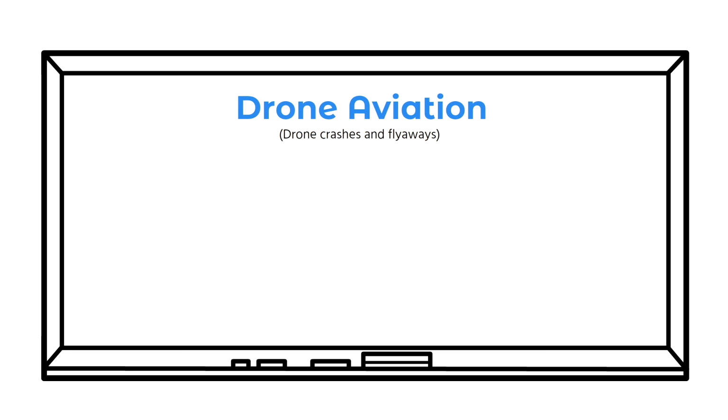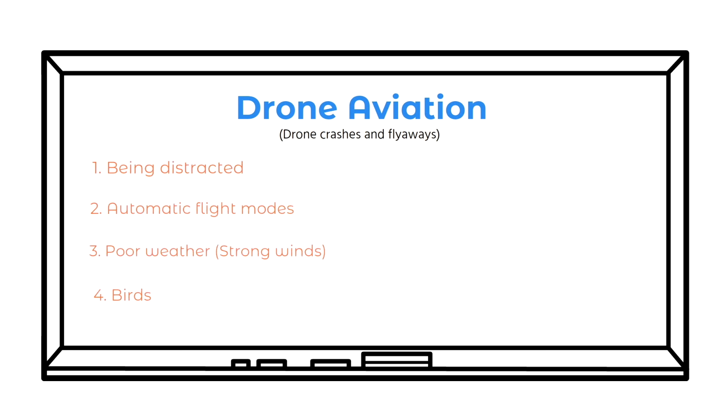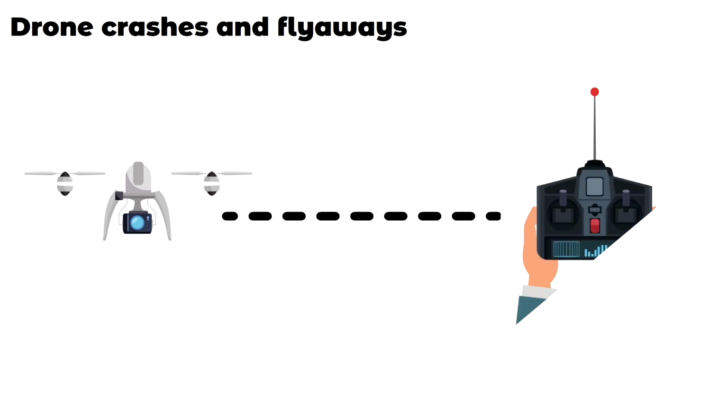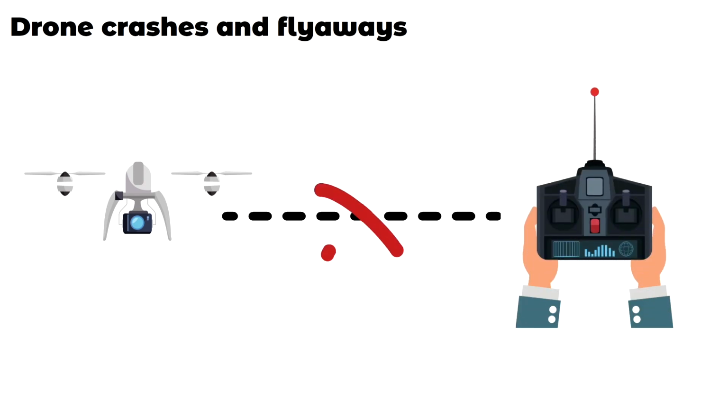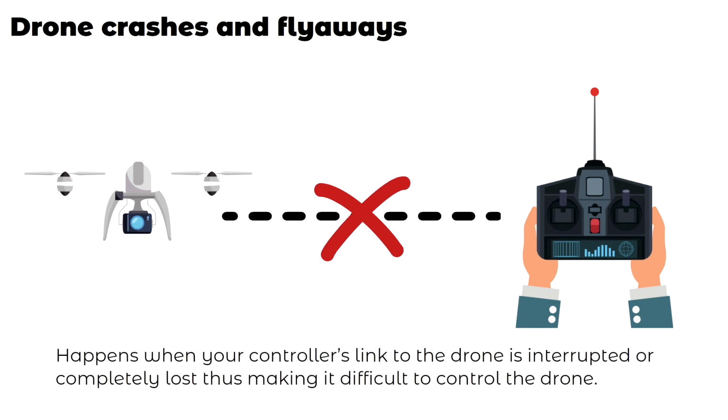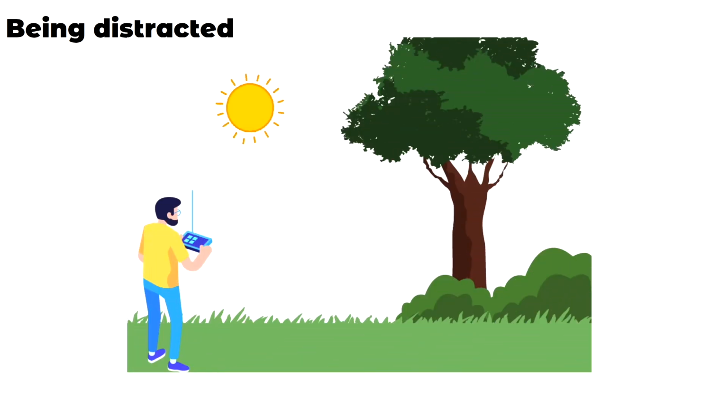Drone crashes and flyaways. Here is a list of common causes for drone crashes and flyaways. Drones are not perfect. They can crash and drone flyaways are inevitable. It is anything that can weaken the link between the drone and controller. Being distracted. This is a common cause of a drone crash.